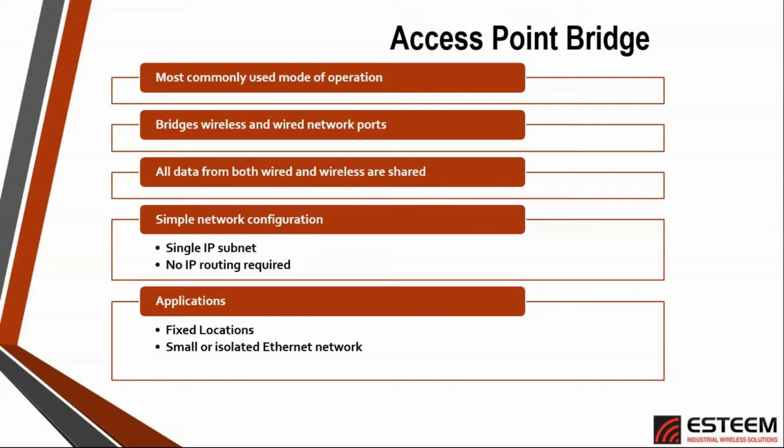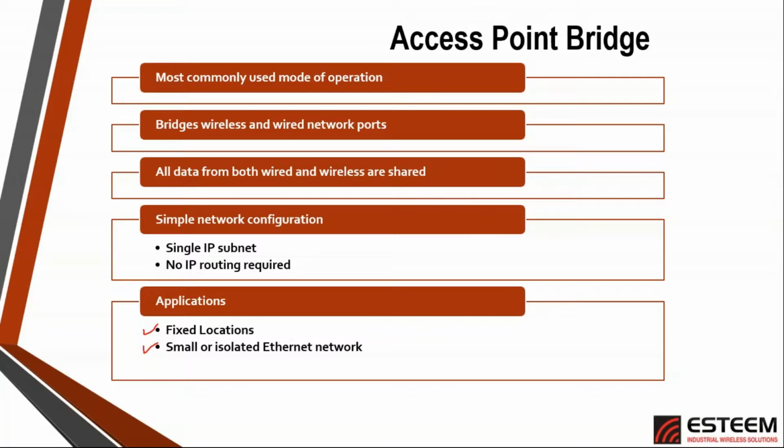Why this is important, and why everything doesn't use this mode of operation, is we need to also consider that this is usually used for a fixed location or for a small or isolated Ethernet network. If you were to put this mode of operation attached to, say, the plant's internal Ethernet network, all the communication or all the devices are going to try to go out over the wireless link. The wireless does not break down which communication needs to go to which remote.